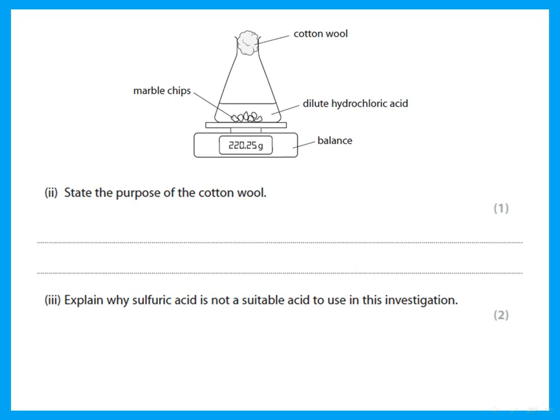Okay, then he says, I have a cotton wool at the mouth of the flask. What is the purpose of the cotton wool? Remember, we said we want the gas to escape, but we don't want to lose any solution by splashing. Anything that is giving out a gas would probably bubble over, so I want to prevent loss of solution by splashing.